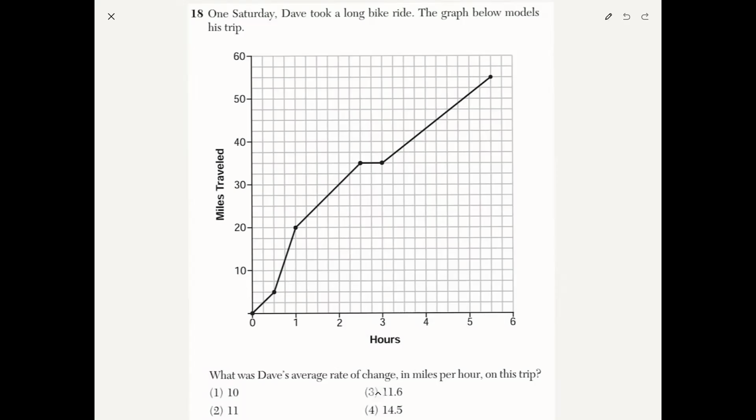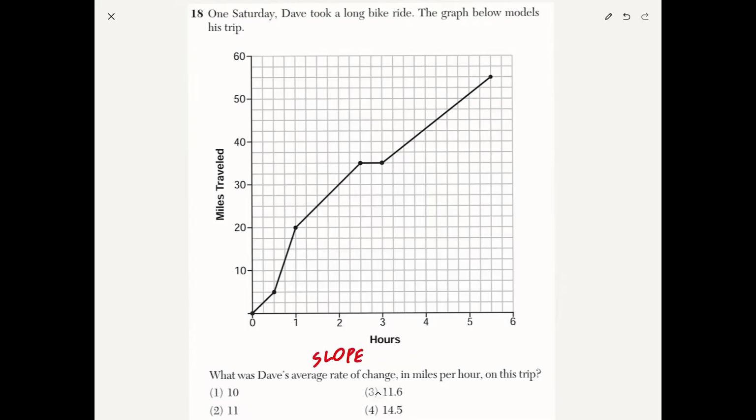This is question number 18 from the June 2024 Algebra 1 Regents exam. Basically, this is just asking you to find the average rate of change between the beginning, your starting point, and your ending point. And average rate of change is nothing more than slope.